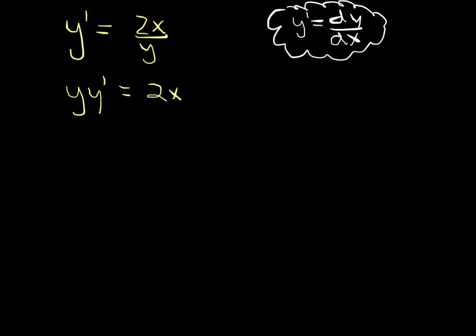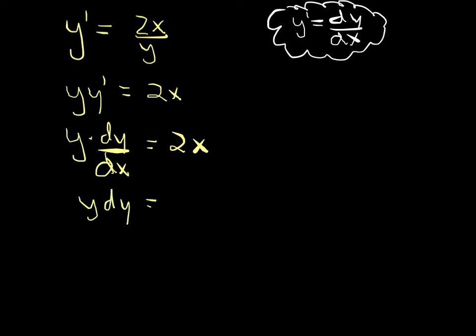It's over here. Okay, right? So if I rewrite this, I have this as y times dy over dx, and I have 2x here, right? So I've got that on the wrong side. So then what I want to do is multiply both sides by dx. So I get y dy equals 2x dx.